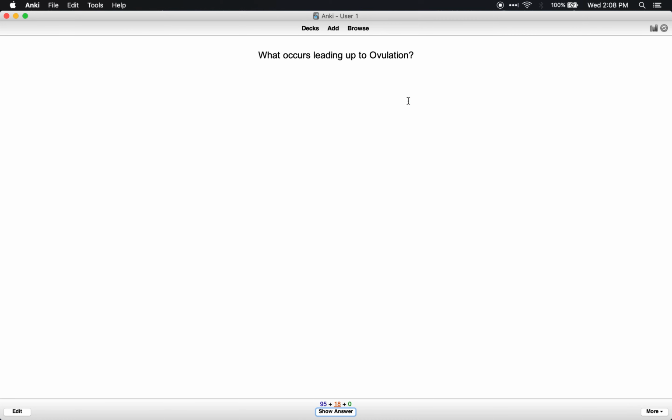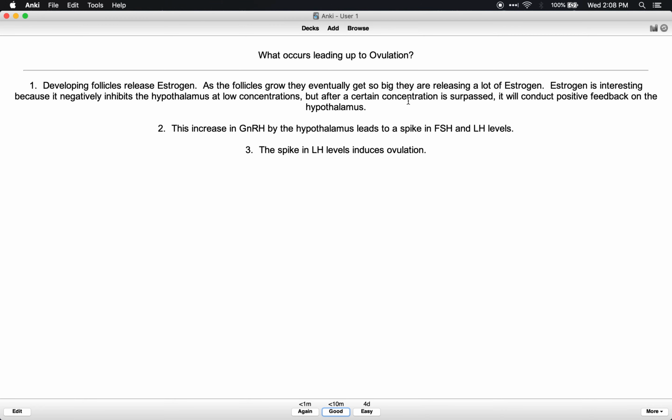What occurs leading up to ovulation? As the follicle grows, it releases estrogen, and it gets to a point where estrogen begins to positively feed back on the hypothalamus, causing it to secrete lots of GnRH, which causes the pituitary to secrete lots of LH and FSH. And the spike in LH begins to induce ovulation. Reduction division is division of a cell with no reduction in ploidy number, so haploid to haploid.